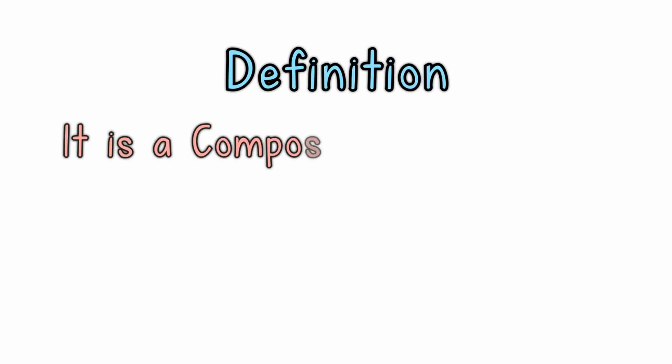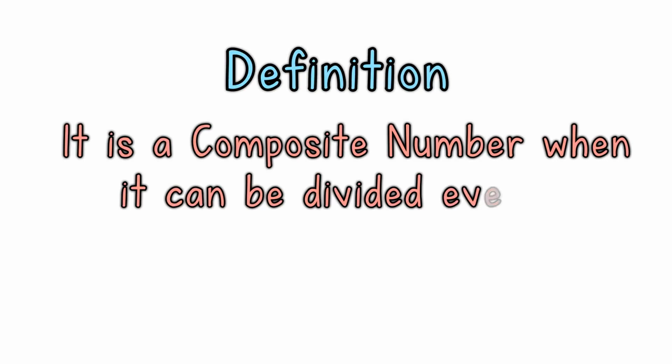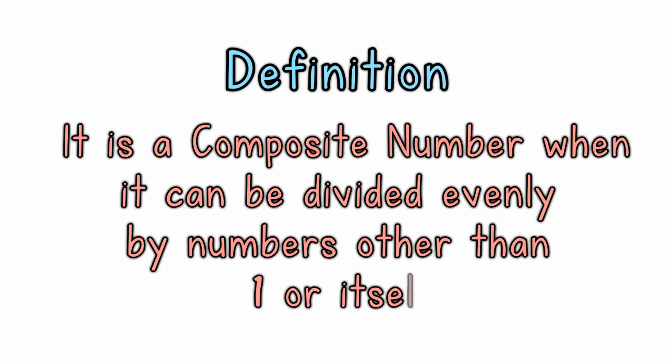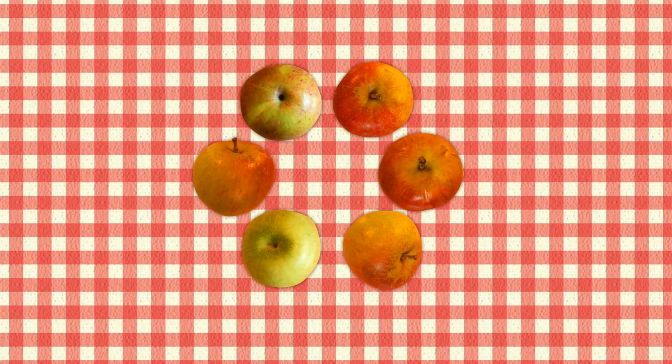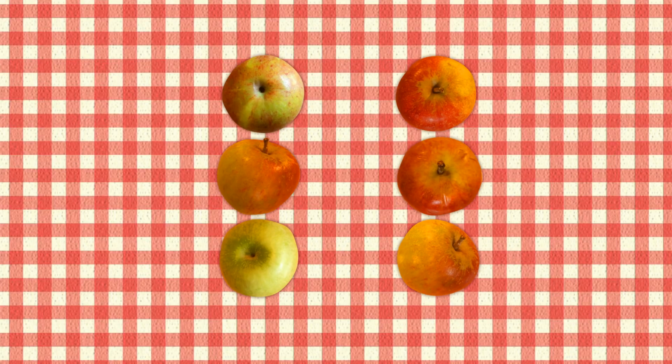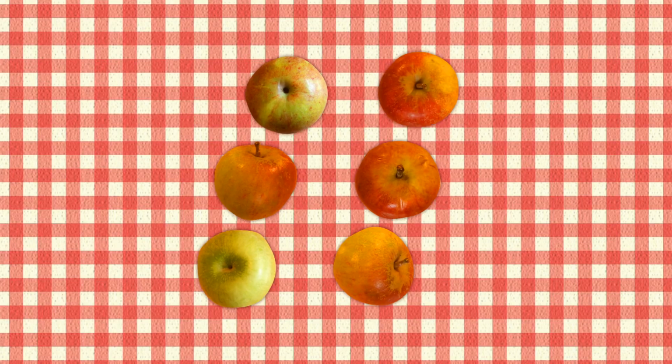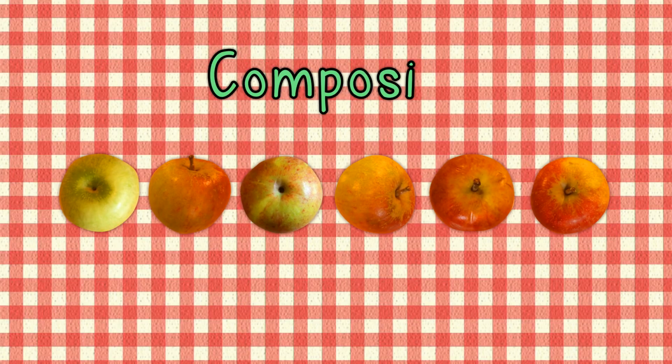Definition: it is a composite number when it can be divided evenly by numbers other than 1 or itself. Example: we now have 6 apples. Is 6 a prime number or composite number? 6 can be divided evenly by 2 or by 3, as well as by 1 or 6. So 6 is a composite number.